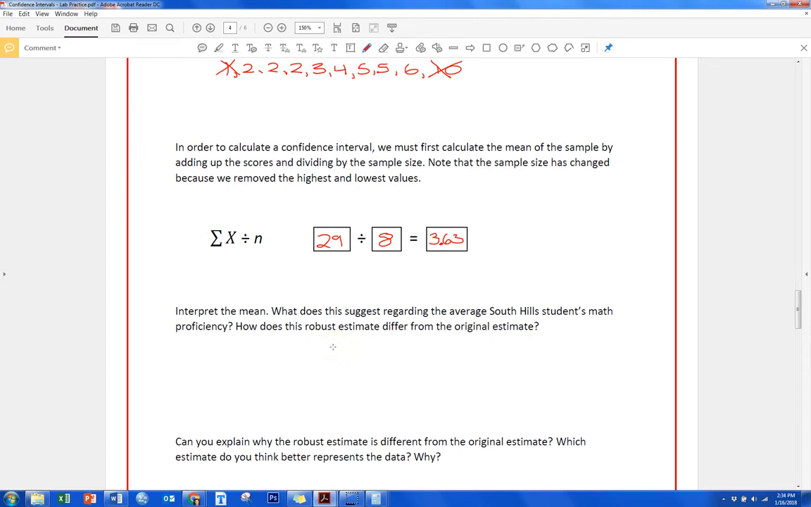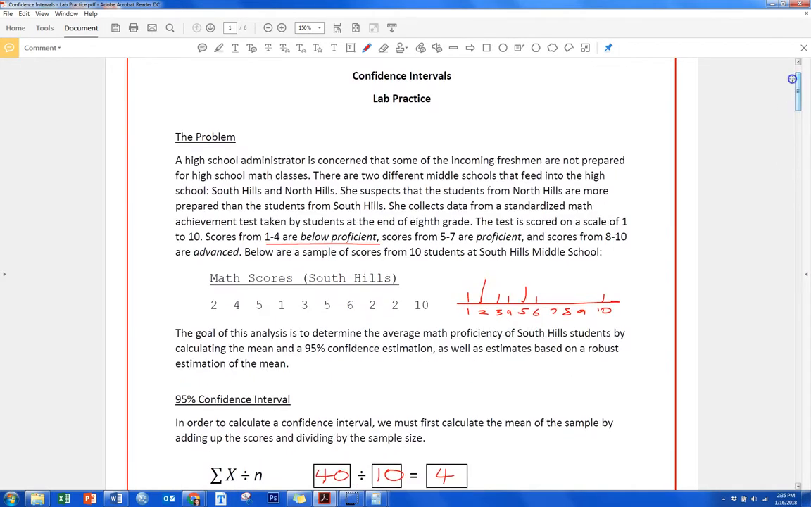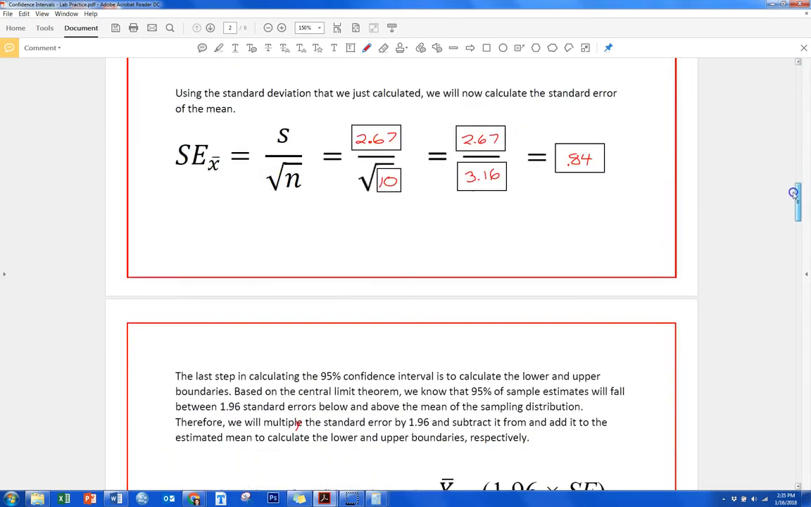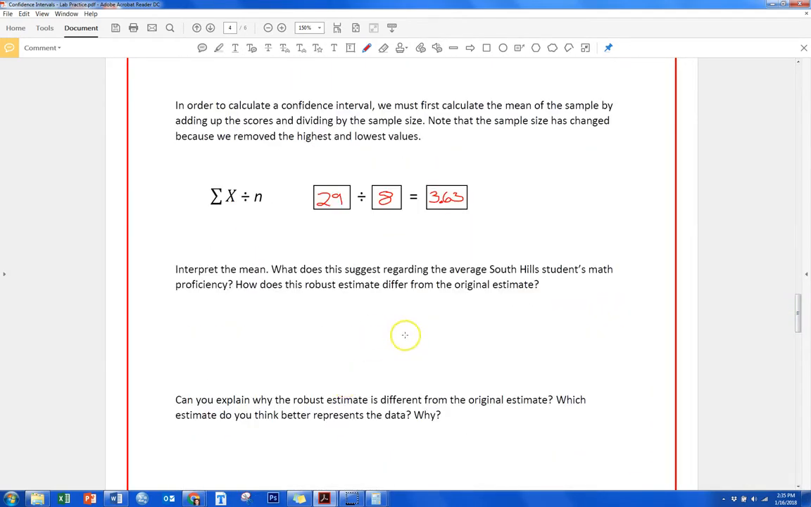Now we're going to interpret that mean, right? Again, we don't want to just get the value and move on. Let's think about it. Let's make sure it makes sense. What does this suggest regarding the average South Hill student's math proficiency? How does this estimate differ from the original estimate? Okay, so let's take a look here. Based on the explanation from above, scores between 1 and 4 are below proficient. So that hasn't changed. It was 4, now it's 3 and some change. Still below proficient.